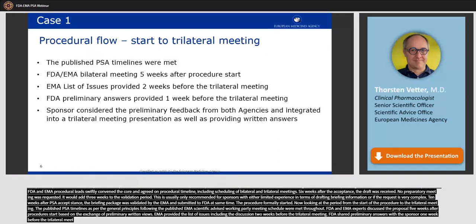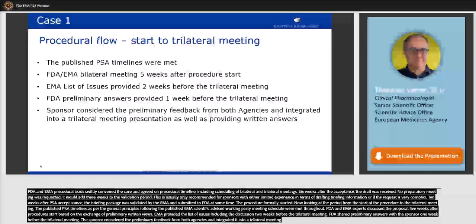The sponsor considered the preliminary feedback from both agencies and integrated it into a trilateral meeting presentation as well as providing written answers to all issues raised.